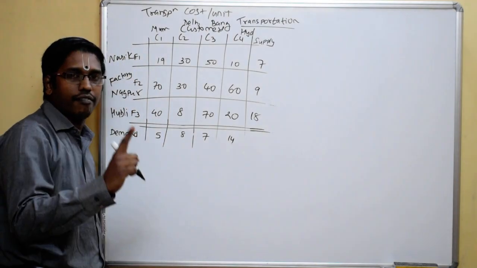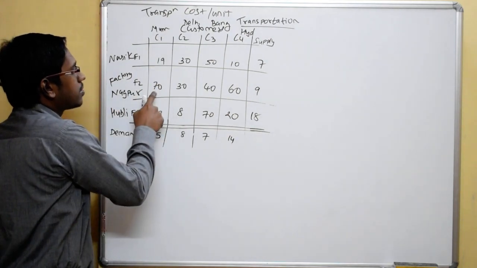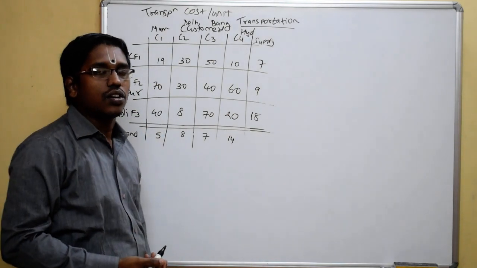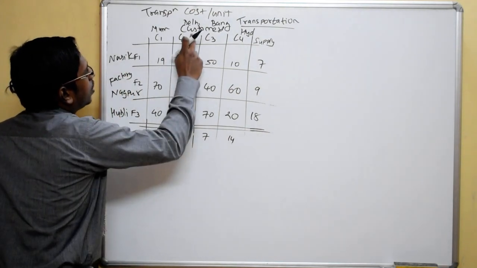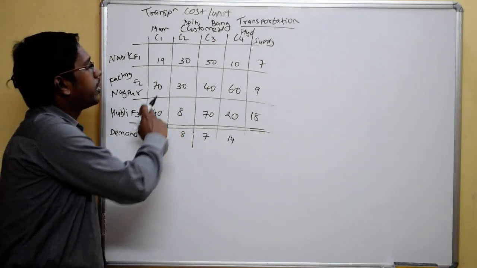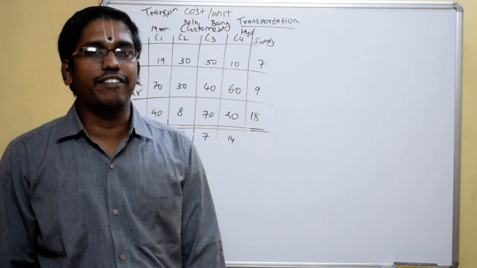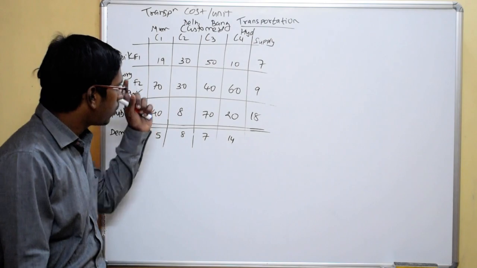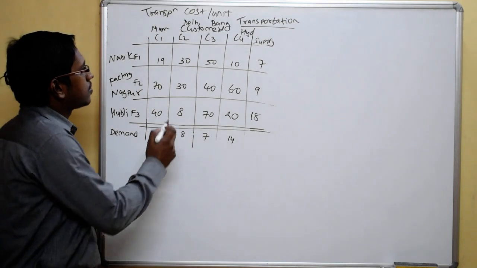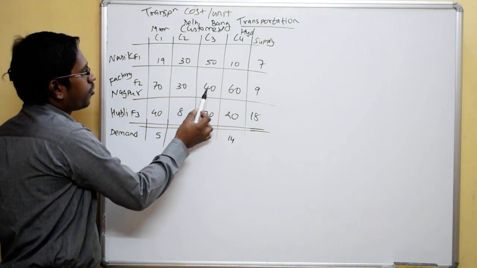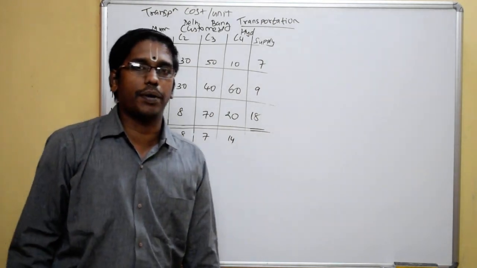Cost of transporting 1 unit of the product from factory F2 to C1 is 70 rupees. Similarly, cost of transporting 1 unit of the product from factory F3 to C2 is 8 rupees. So all these are per unit transportation cost. Depending upon the number of units that we will be transporting, we will multiply the per unit cost to find the total cost at the end of the numerical. So this is 19, 30, 50, 10, 60, 40, 30, 70, 48, 70, 20. All these represent per unit cost.